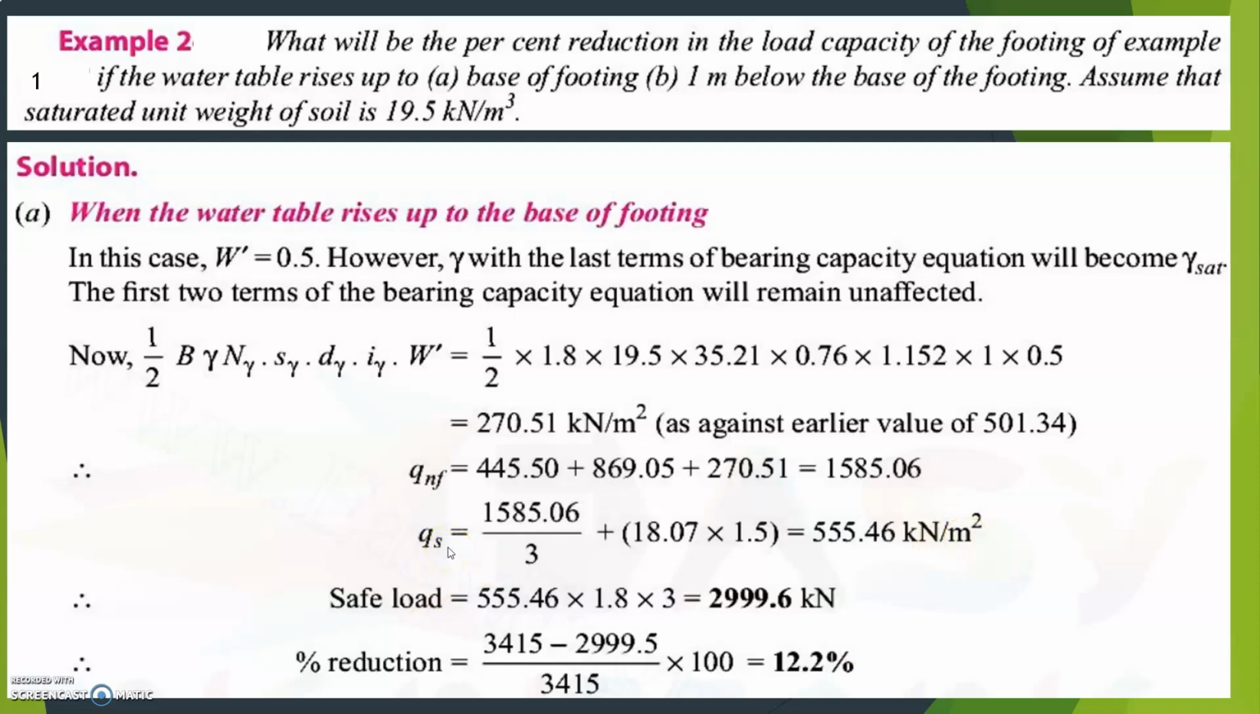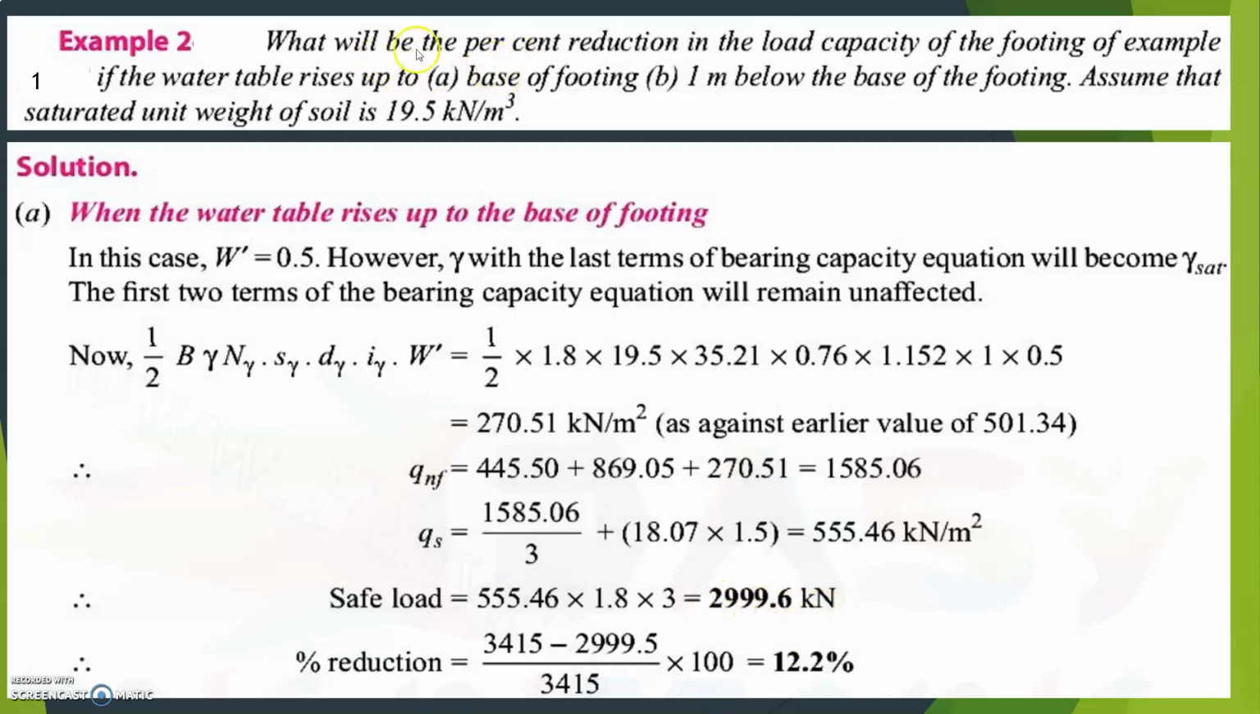We have to calculate safe load. What we have to do? We have to multiply it by the area of the rectangular footing. That is, area is 1.8 into 3, breadth into length. So we will get 2996.6.